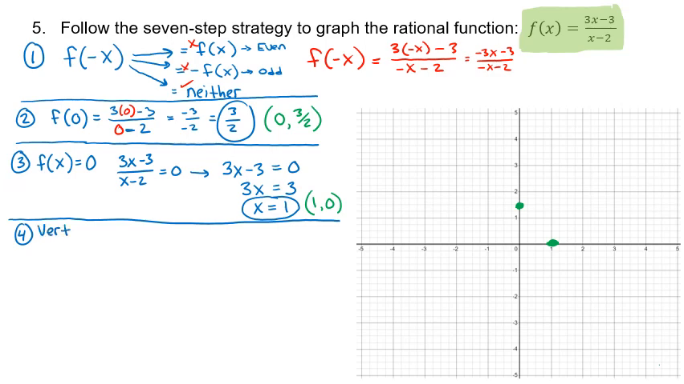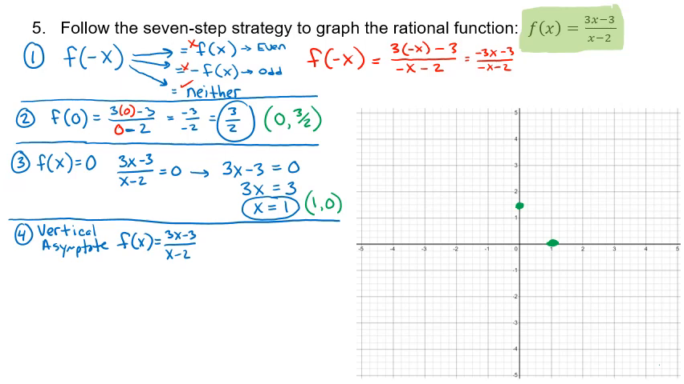I can't remember which was first, vertical or horizontal, but let's just do vertical asymptotes first. So the first question is, can we simplify this fraction? And there's not much we could do. I mean, we could factor out a 3 on top, but that's not going to cancel anything on the bottom. So this fraction is as reduced as it's going to get.